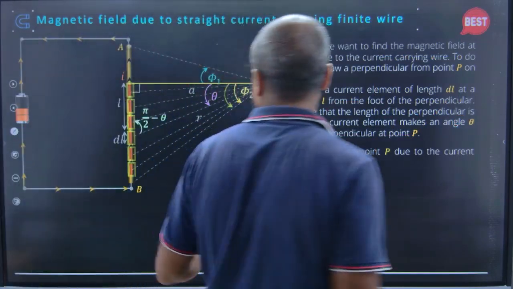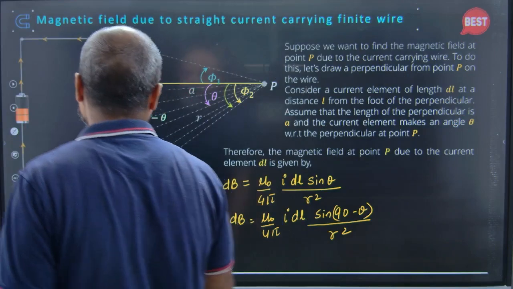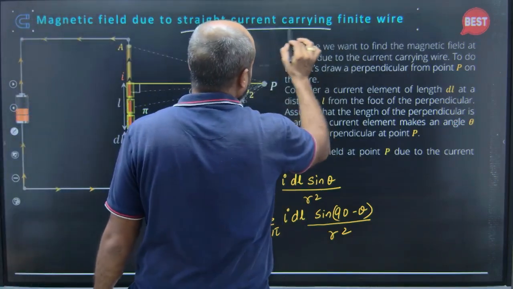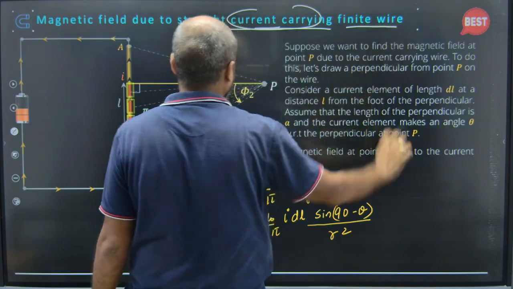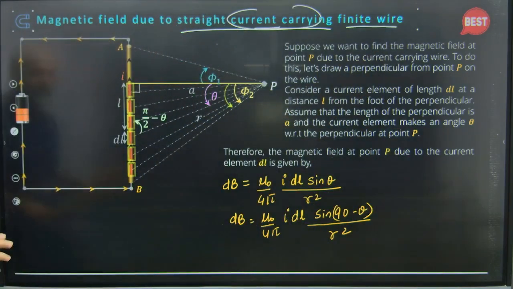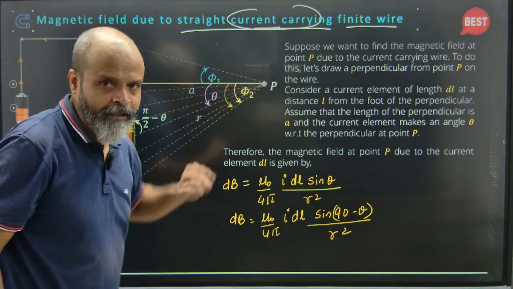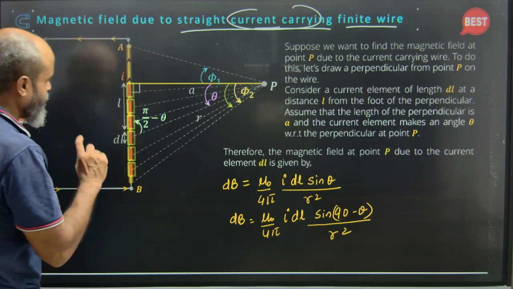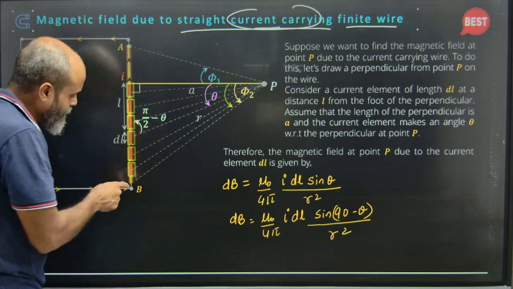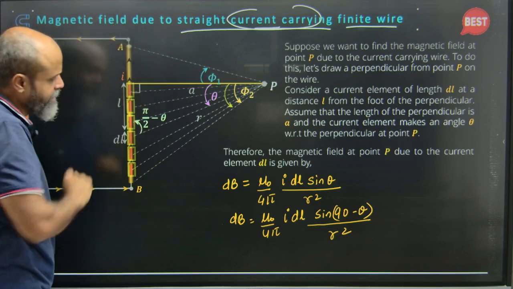So let's go for a derivation here. Magnetic field due to a straight current carrying finite wire. Okay. So here let's understand. This is basically a wire connection. There is a point P. Okay. Now what we have done is we have taken a small length dl. The current obviously is flowing in this direction.